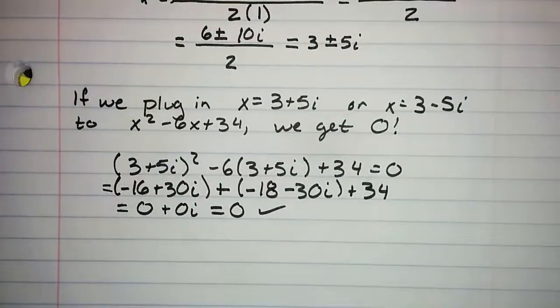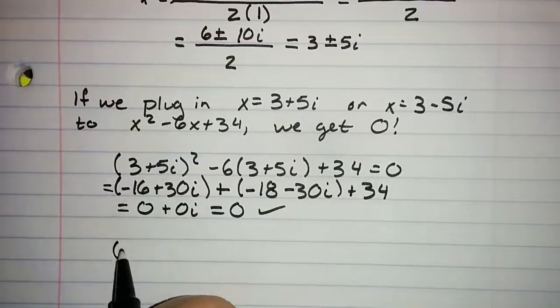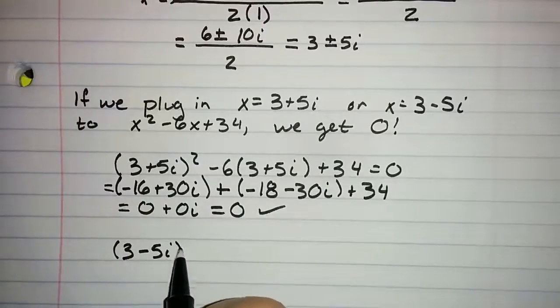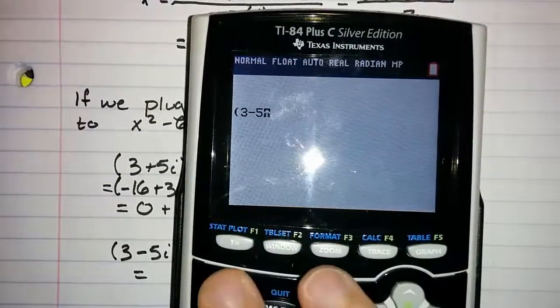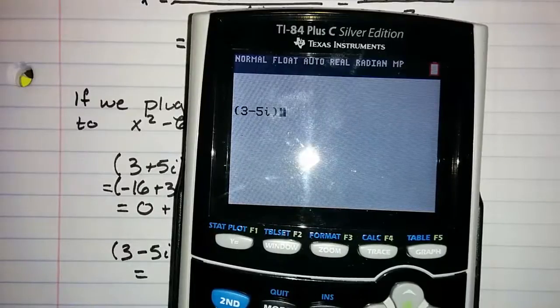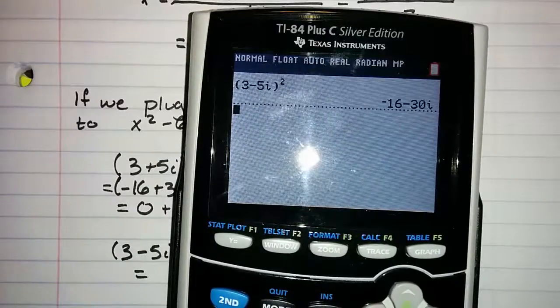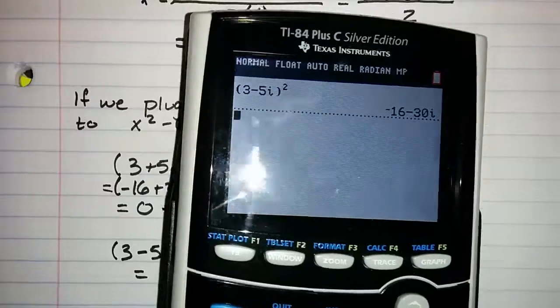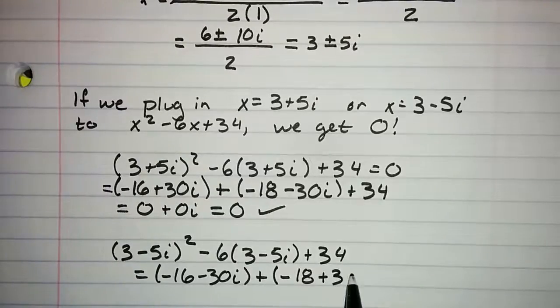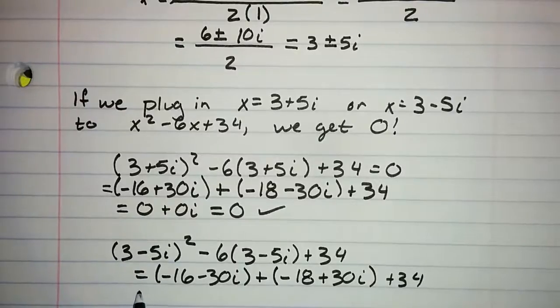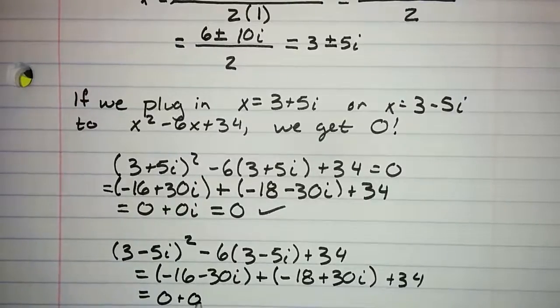I can play the same game with 3 minus 5i. Again, using the calculator, I'll find that 3 minus 5i squared is -16 minus 30i. And again, it's pretty easy to see -18 plus 30i plus 34. And combining like terms again, I get 0 plus 0i, which is 0.